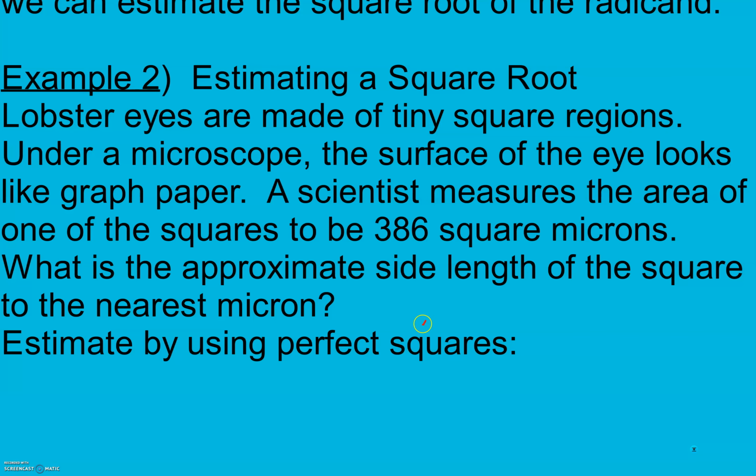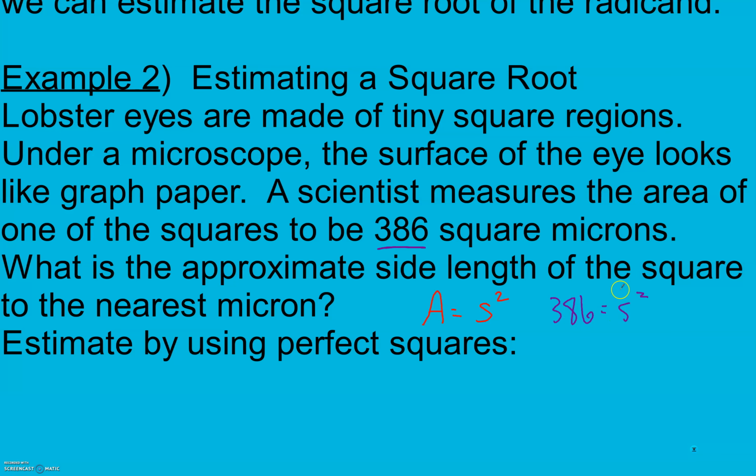Well, remember our formula for area of a square is A equals side squared. So to find the side length, we take the square root. We want to know what number was squared to get to our area. And our area is 386.